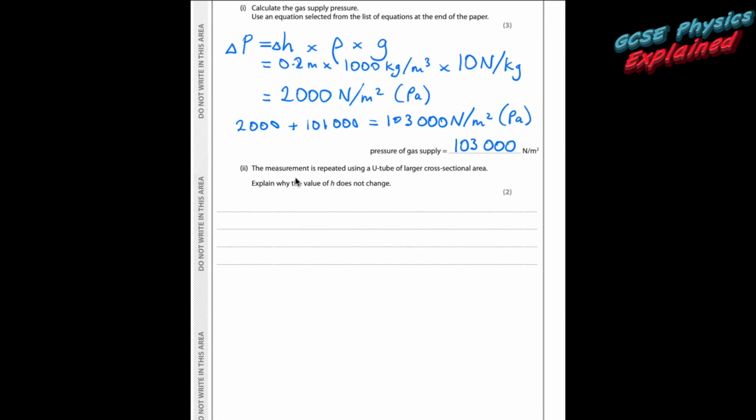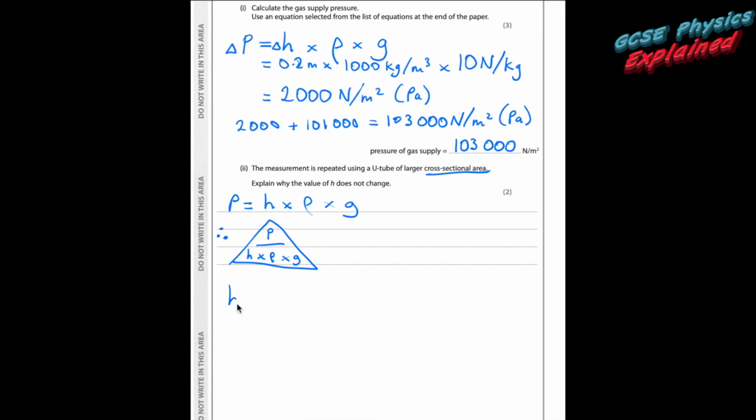Part 2. The measurement is repeated using a U-tube of larger cross-sectional area. Explain why the value of H does not change. Right, so if they're going to change the area, let's look at the equation again. To get the pressure, it's going to be height times by density times by gravity. Therefore, we could rearrange that. So, magic triangle.